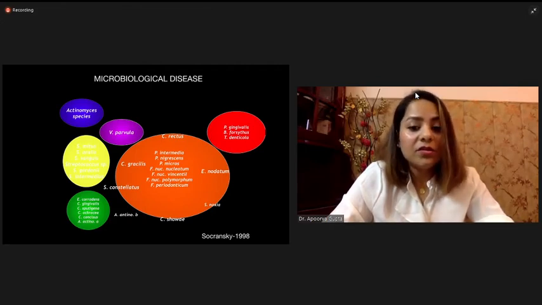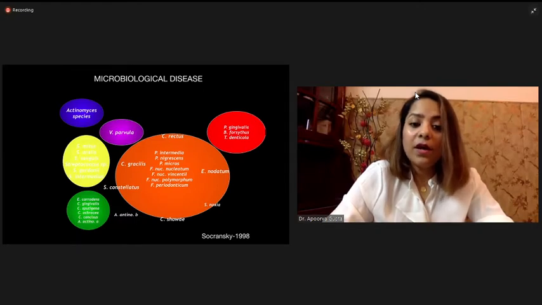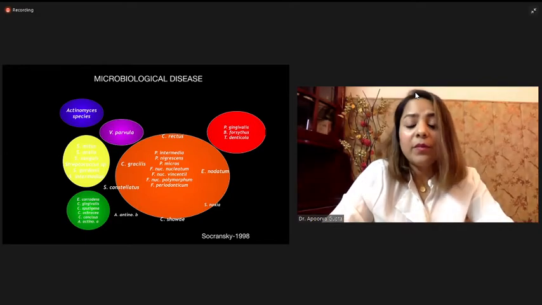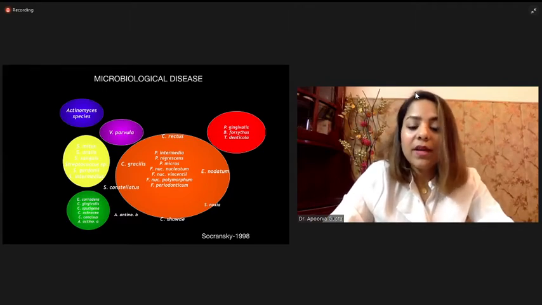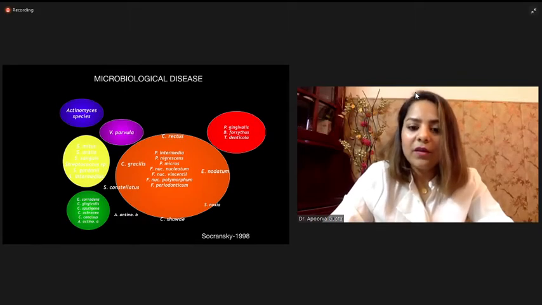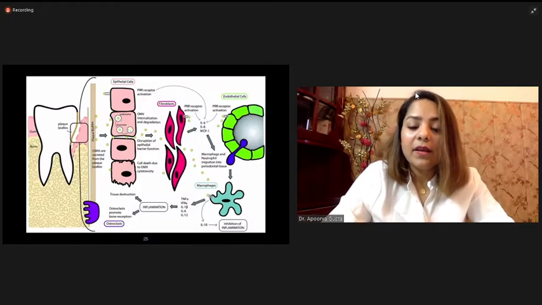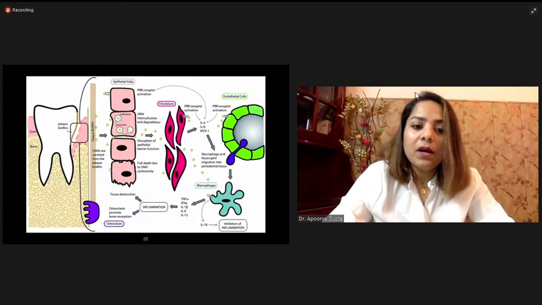Now, these are the dangerous ones because they are responsible for the destruction of the attachment. They're responsible for deeper probing depths. They're responsible for the bleeding on probing. And they are resistant to most of your mechanical therapies. Whenever we are doing some sort of scaling and root planing, maybe you take care of the yellow complexes, but it's almost impossible to take care of the orange and red complex with the help of your mechanical therapy.